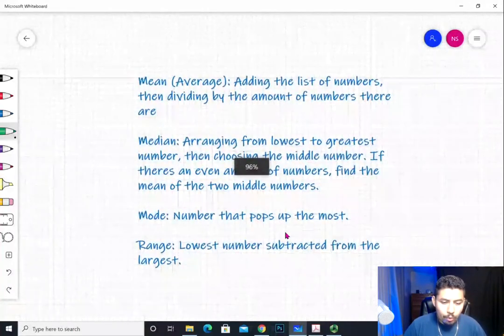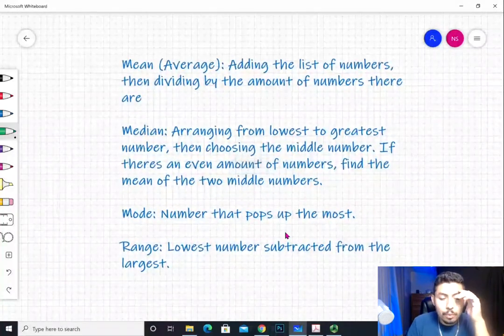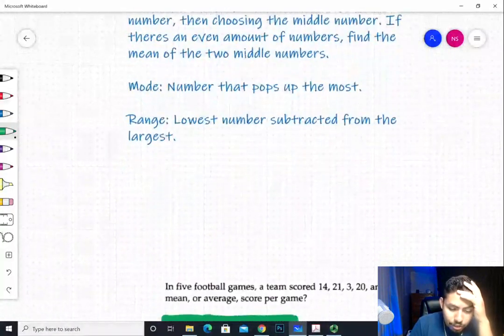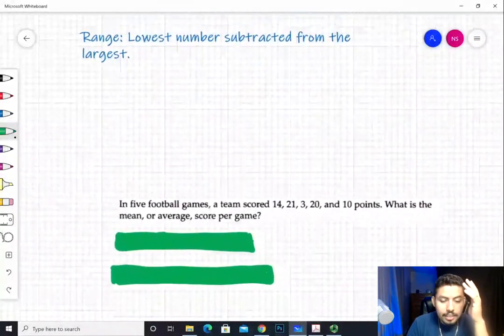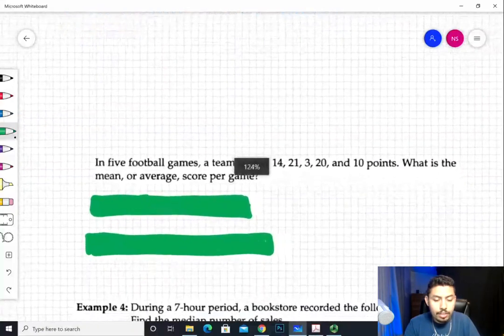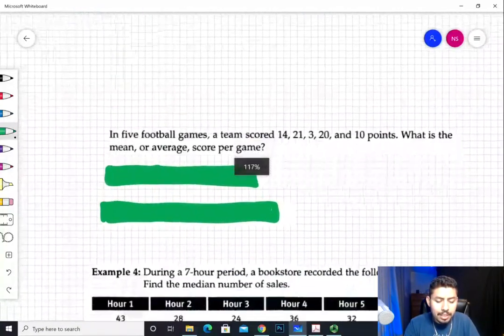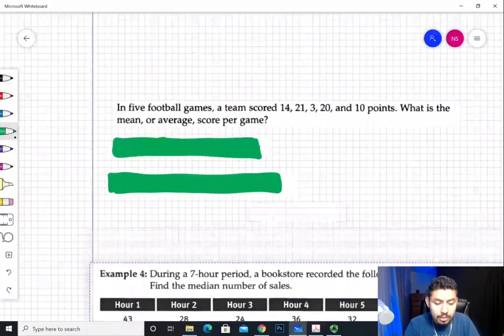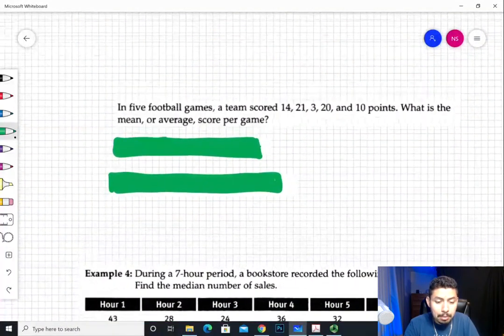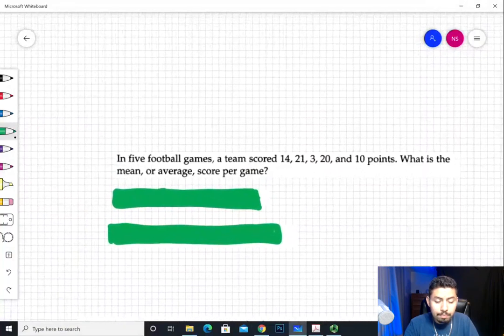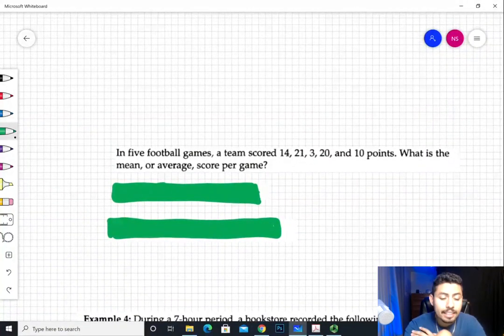So I want to go over a couple of examples. So let's start off with mean, or average. Okay, so this is a good example of how the GED might give you some more complicated looking questions. But for the most part, this is going to just get the idea down. In 5 football games, a team scored 14, 21, 3, 20, and 10 points. What is the mean or average score per game?